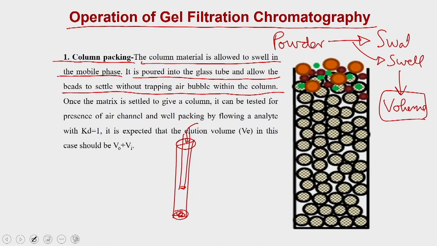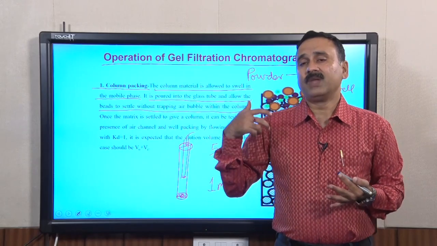So what will be the relationship between the column packing flow rate versus the flow rate at which you can operate this column? Suppose I am packing this column at 5 ml per minute. It is recommended that you should not use this column beyond 1 ml per minute. Why is it so? Because if you run it beyond 1 ml per minute, you are probably going to affect the column packing.